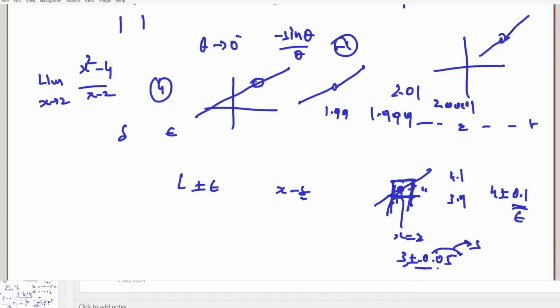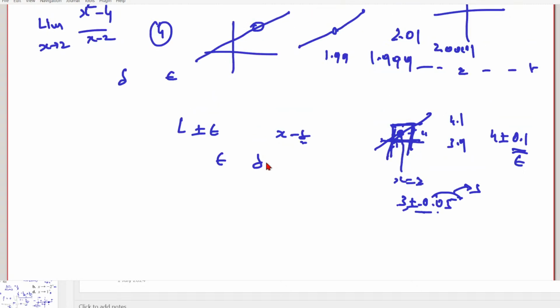As long as x is lying between these two lines, the value of the function is lying between these two lines. That is your epsilon delta definition. Okay? This is the correct formal way of defining limits.